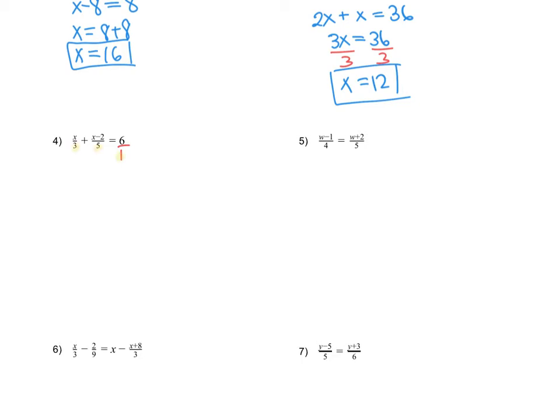So I'm looking at 3, 5, and 1. If I multiply 3 and 5, I get 15. So let's use 15 as a common denominator. So for the first fraction, I can multiply top and bottom by 5 to get 15 on the bottom. So x times 5 is 5x, 3 times 5 is 15.